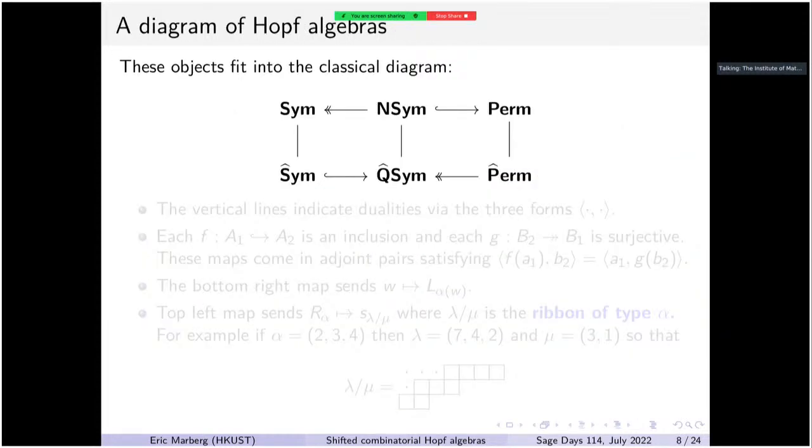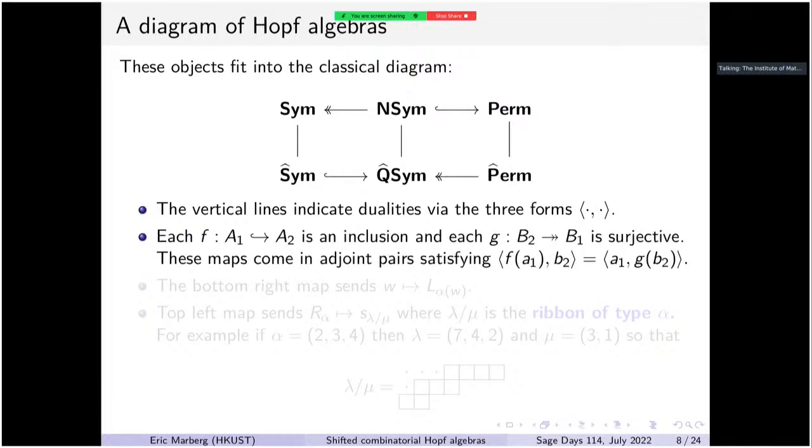Okay, so the things we've seen so far fit into this classical diagram of Hopf algebras. The vertical lines here are these dualities via the forms that we've introduced. And each of these inclusions is the adjoint of the surjection that is opposite. So if our inclusion goes from A1 to A2, and our surjection goes from B2 to B1, we have this relation where one map determines the other. So what are these other maps?